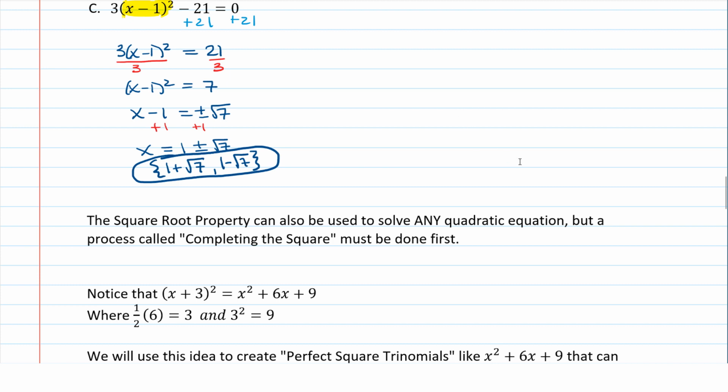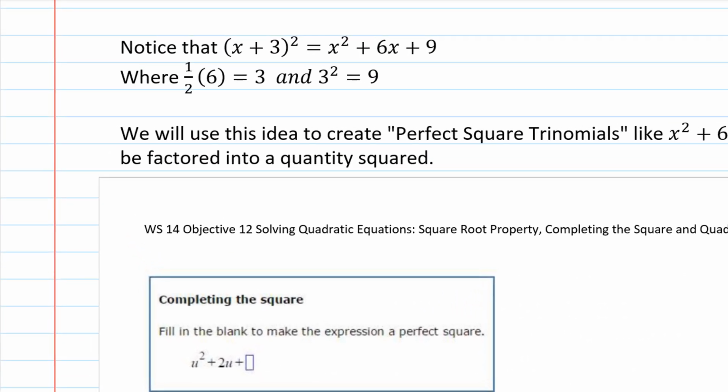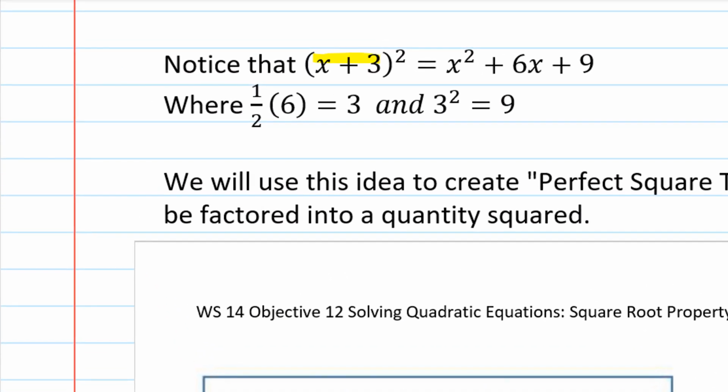So we're going to start by looking at what are called perfect square trinomials. Notice that the binomial, two-term polynomial, x plus 3, when you square it, gives you the trinomial x squared plus 6x plus 9. You can confirm this by foiling it out. And I want to make some observations about the relationships between the numbers 3, 6, and 9 here. Notice that if you take half of 6, you get 3. And if you square the 3, you get 9.